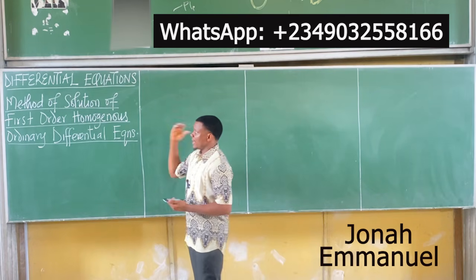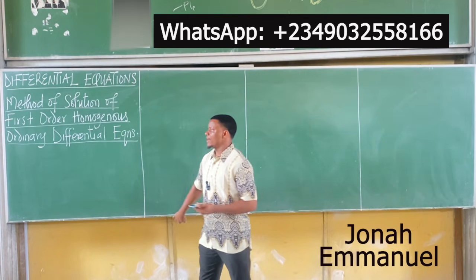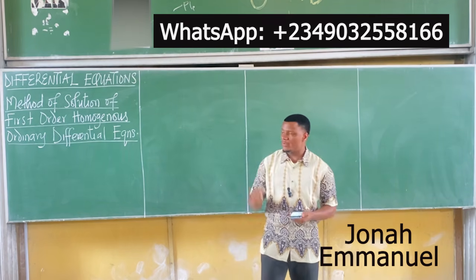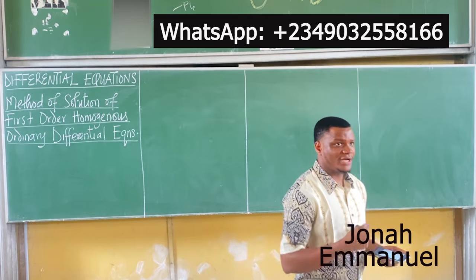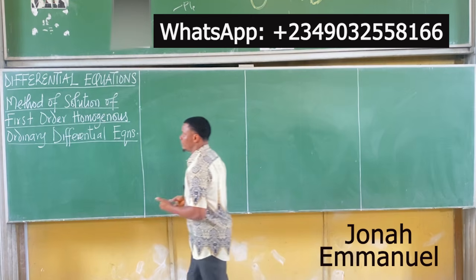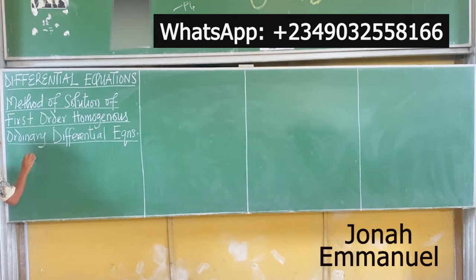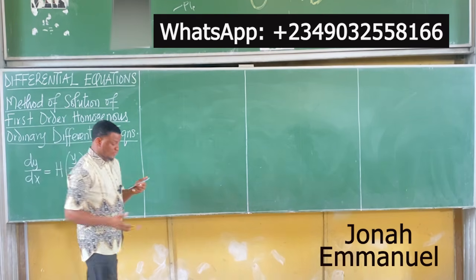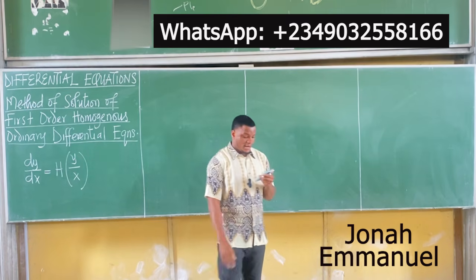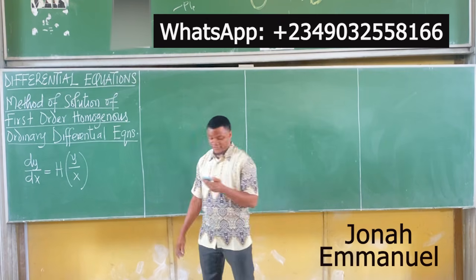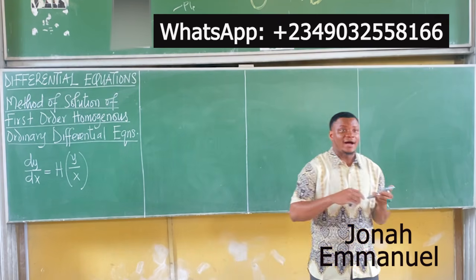Okay, so let's look at another form of first order differential equation. For this one, the third one, we're looking at the method of solution of first order homogeneous ordinary differential equation. Now, the form of this is that dy/dx is equal to h of y over x. So a differential equation of this form is a first order homogeneous equation. That is, the sum of the powers of x and y in each term are equal.